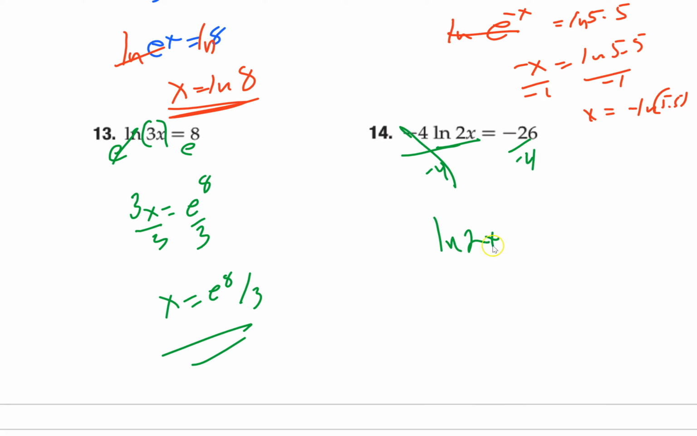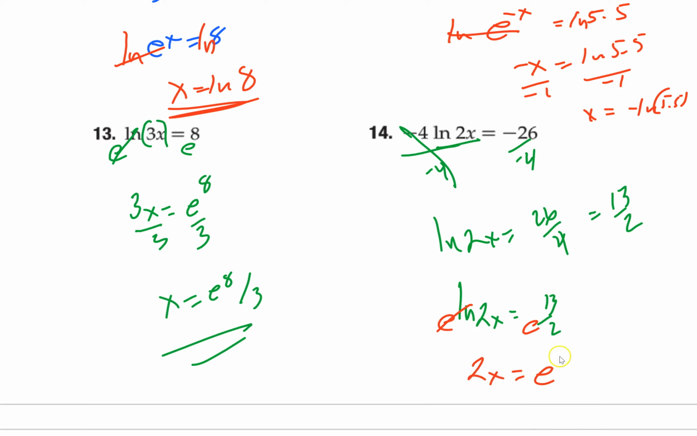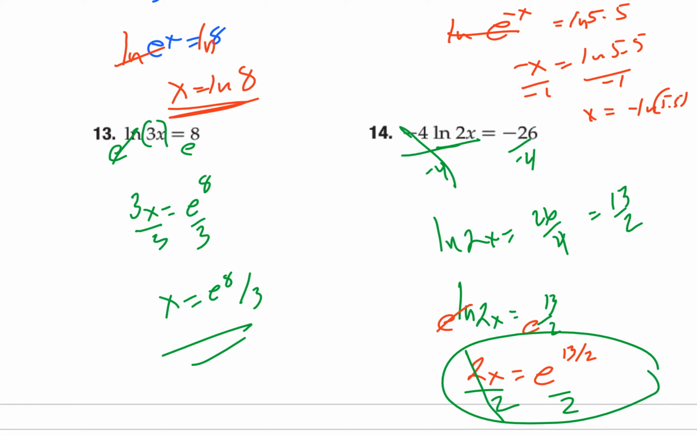Get rid of that negative 4. Natural log of 2x equals 20, cancel out, 26 over 4, also known as 13 over 2. So let me rewrite that. What we do next is what we always do, right? You want to get rid of natural log? Take the e to both sides. Now that's all alone. 2x equals e to 13 over 2. I'll get rid of that 2. Either multiply by 1/2 or divide by 2. And there you go. x equals e to 13 over 2 divided by 2.